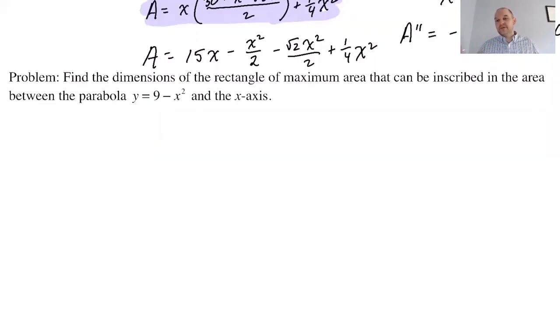All right, we're back. We're still on page 327. We're going to knock out this second problem and see where to go from there. So find the dimensions of the rectangle of maximum area that can be inscribed in the area between the parabola y equals 9 minus x squared and the x-axis.